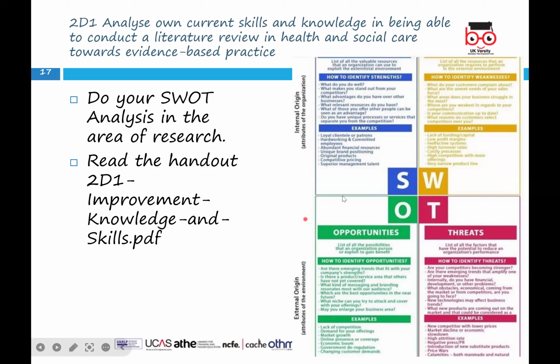Within your research project, how would you identify the strengths? What do you do well? What makes you stand out from your competitors? What advantages do you have over other businesses? What relevant resources do you have? This can be anything. For instance, you have loyal people working, you are hardworking and committed, your employees are hardworking and committed, you have abundant financial resources. These can be your examples.